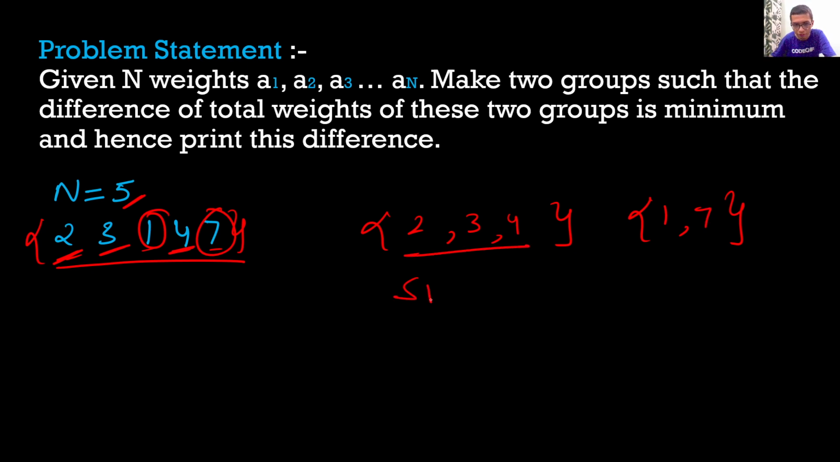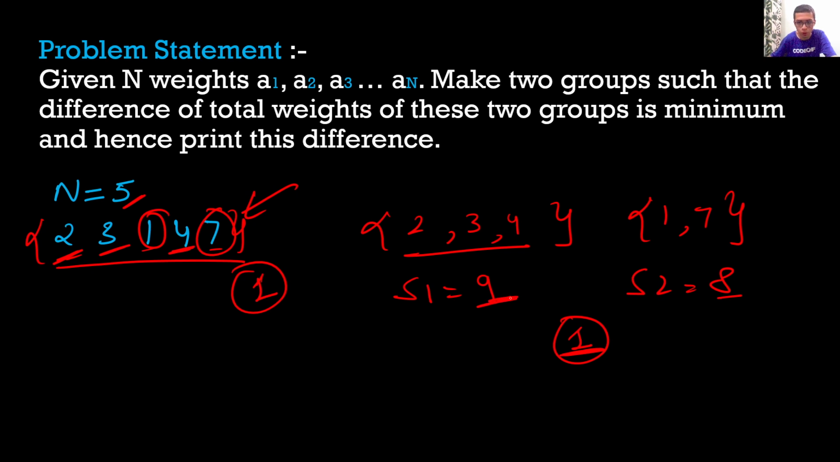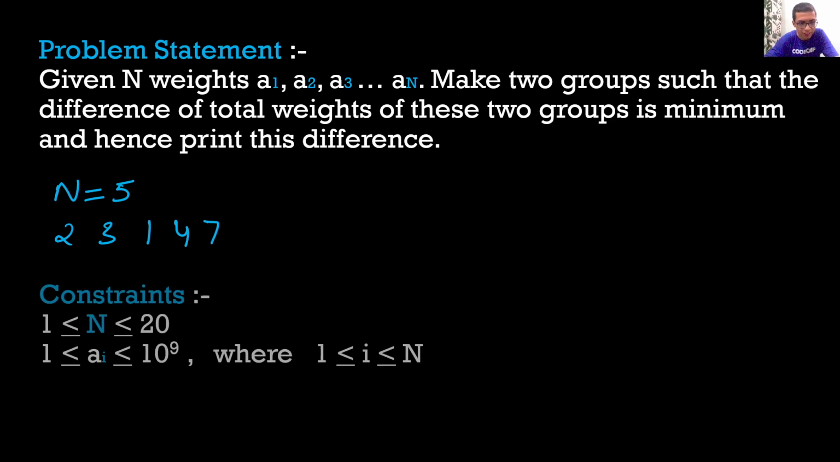The sum of this first group is 2 plus 3 plus 4, which is 5 plus 4, which is 9. The sum of this second group is 1 plus 7, which is 8. The difference of these two, 9 and 8, is 1. And this one is also the minimum difference that we can achieve using this array, right? Hence, 1, which is the difference of the total weights of both the groups, is also the answer in this case, right?